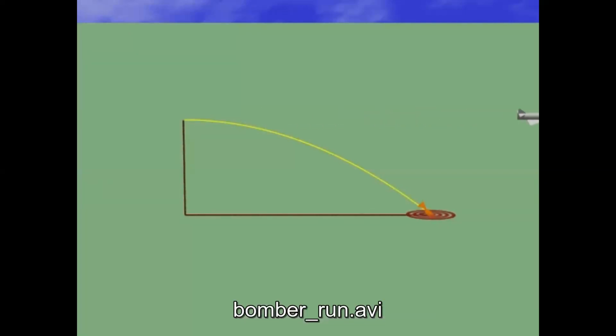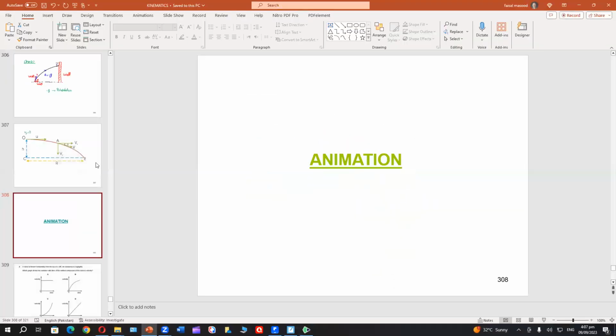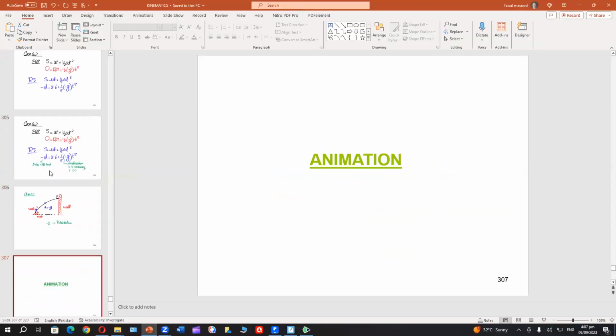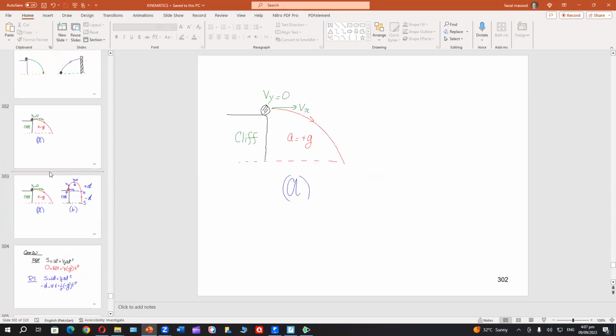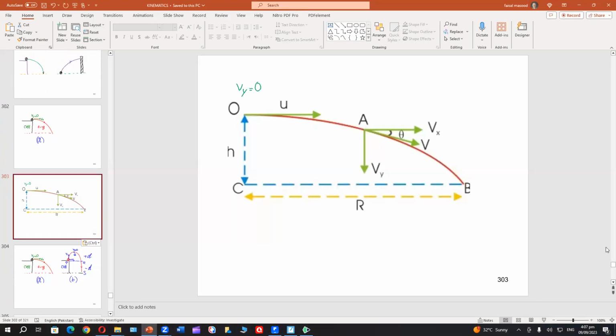Now look at this aeroplane. It is throwing a projectile on a target, but the aeroplane is dropping the bomb before the target. Why? Because the bomb will go in a projectile motion. So we made our concept, and here the projectile motion is considered to be half projectile in this diagram.